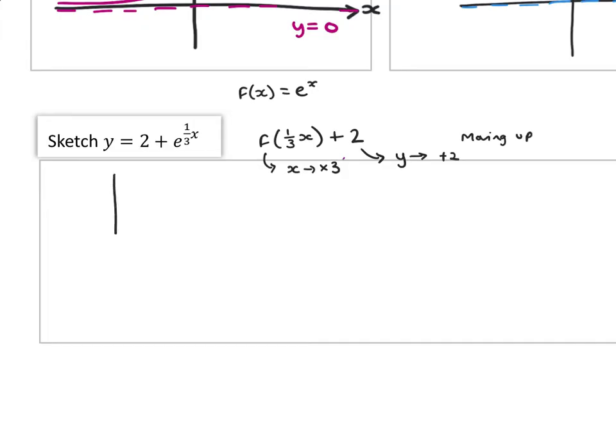So, again, I always think it's really good practice to think, what does e to the x look like? Okay, we know it looks like this. This is 0, 1. That's what we know. We know there's an asymptote at y equals 0. Okay, perfect.